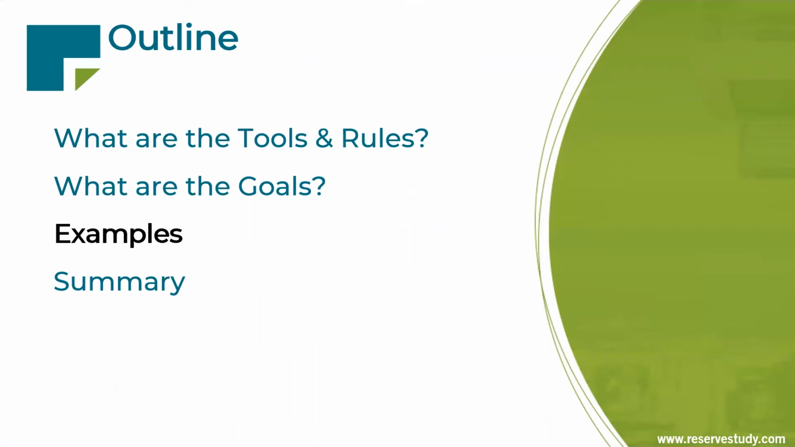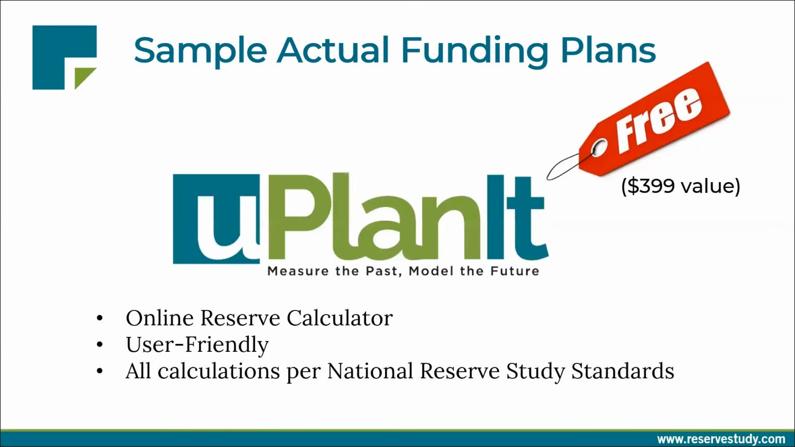And now we'll get to a fun part of the program. I'm going to spend a few minutes showing some actual examples of developing a funding plan. I have to be careful here because I can spend a lot of time on this, as I've done in other webinars. It's easy to demonstrate by using your online reserve calculator, You Plan It. It's a $399 tool that comes free with all our professional reserve studies. So let me now drop the PowerPoint and call up my web browser.